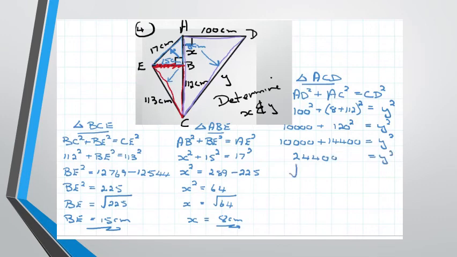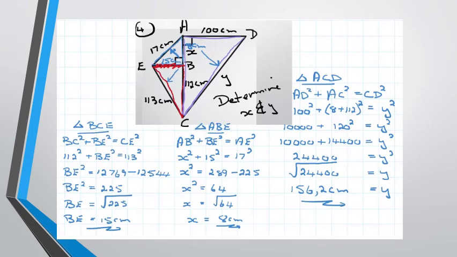And I do know now the square root on the left equals y, and if I'm rounding off my answer to one decimal, I'm going to have 156.2 centimeters. Guys, once again, a beautiful calculation. Pythagoras, play with color codes, it makes my life much easier.